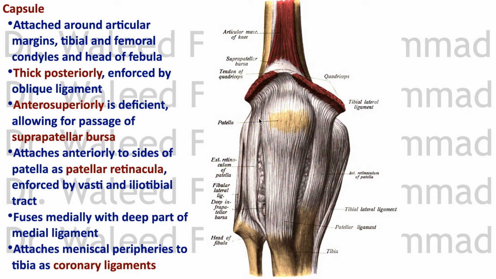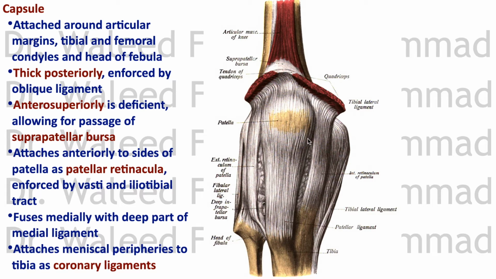The capsule attaches around the articular margins, of course, and it's thicker posteriorly than anteriorly, because it's reinforced with ligaments at the posterior aspect. Anteriorly and superiorly, it's deficient behind the quadriceps tendon to form the suprapatellar bursa, the extension of the synovial membrane above the knee joint, suprapatellar bursa.